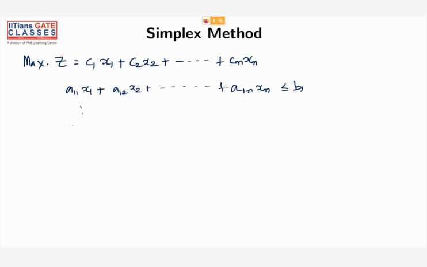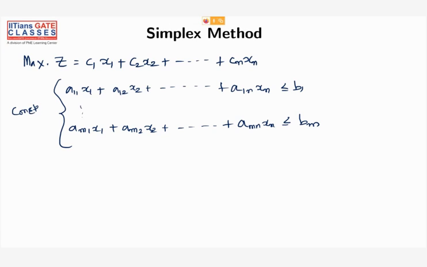You have so many things, I'm not going to write all that. am1 x1 plus am2 x2 plus so on plus amn xn, and this is bm, right? So these are your constraints. You have already seen this before the graphical method, when you were defining your linear programming problem. Now you can see there are two variables here, n and m.